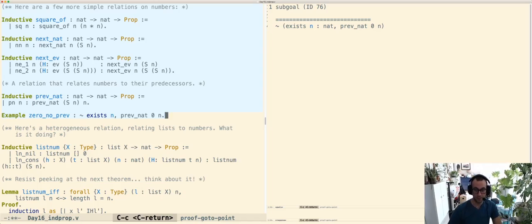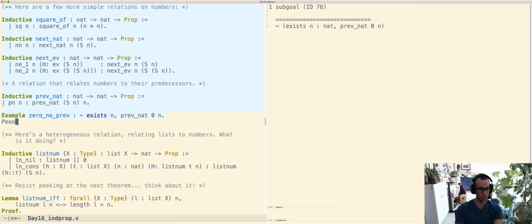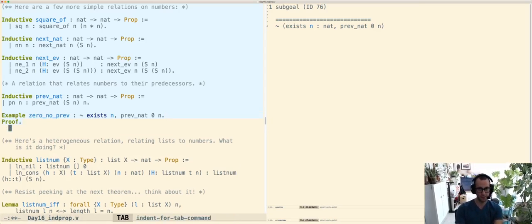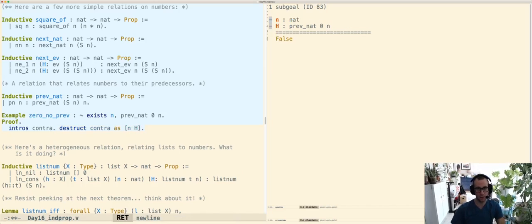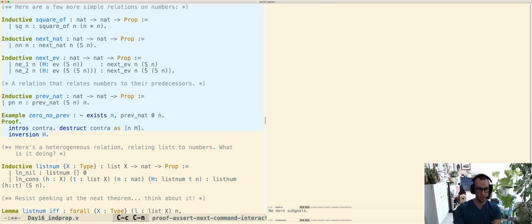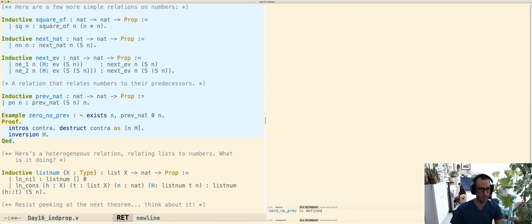Right, let's prove it. There is no natural number n such that prev nat 0 n. So intros contra. Destruct contra as n h. So we have a number n. We need to show that prev nat 0 n. Inversion h. No way. Okay, not a complicated proof, but I want to highlight something here.